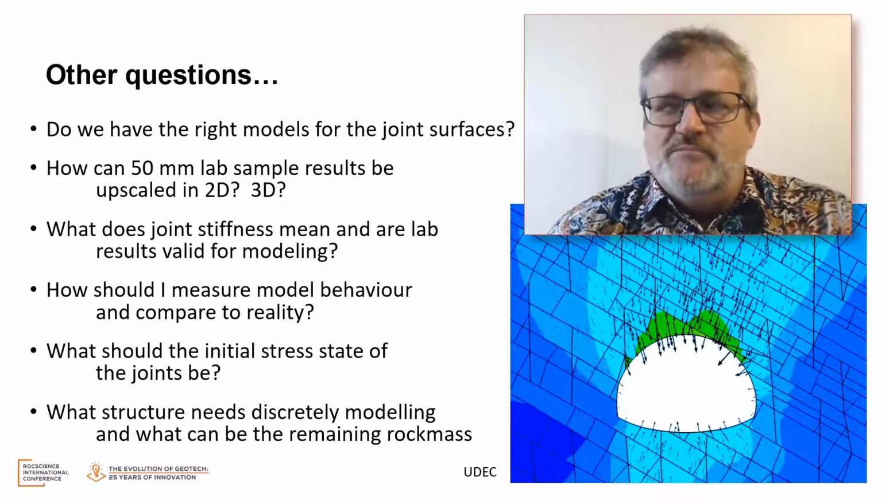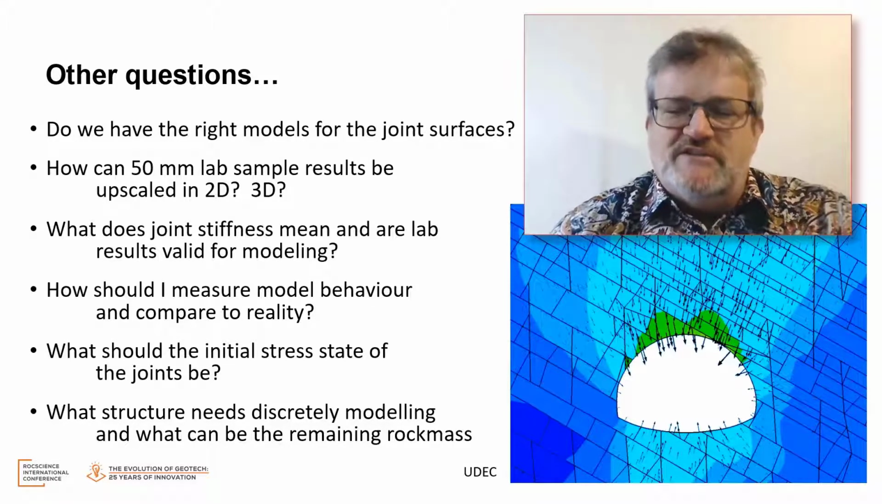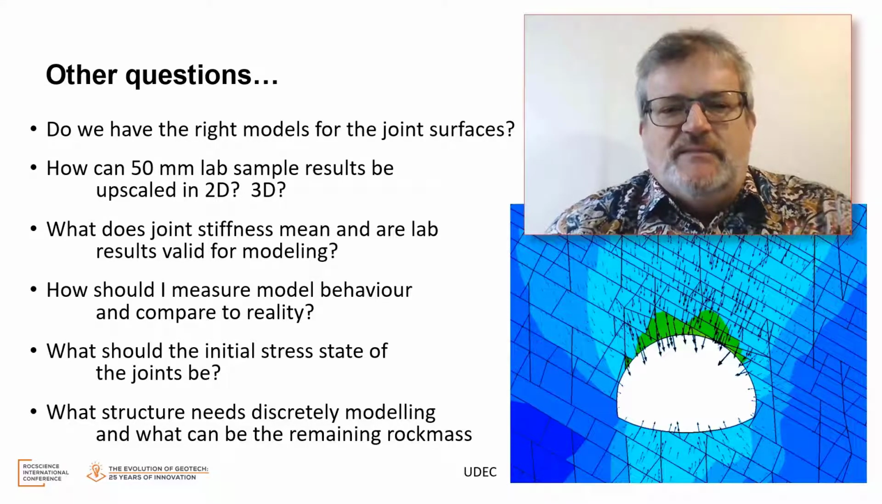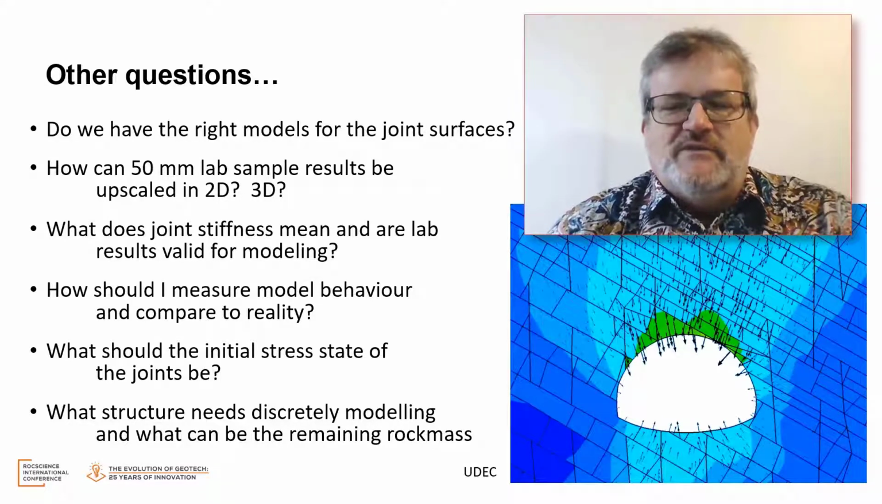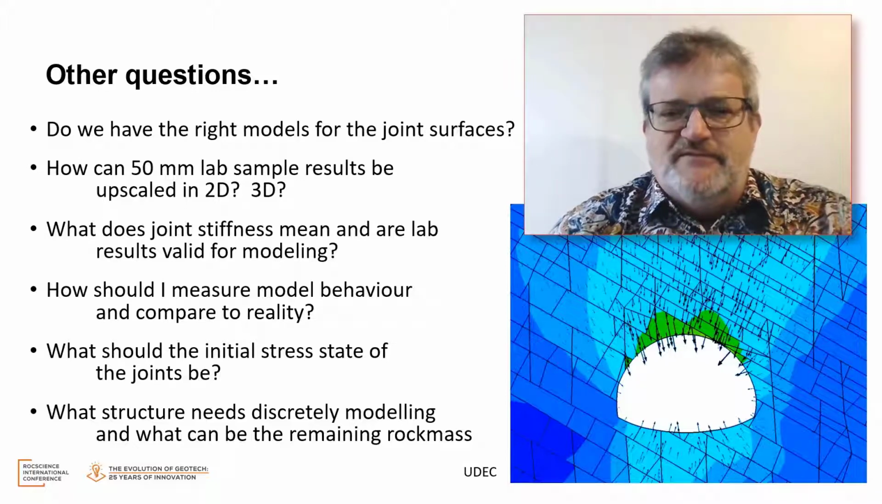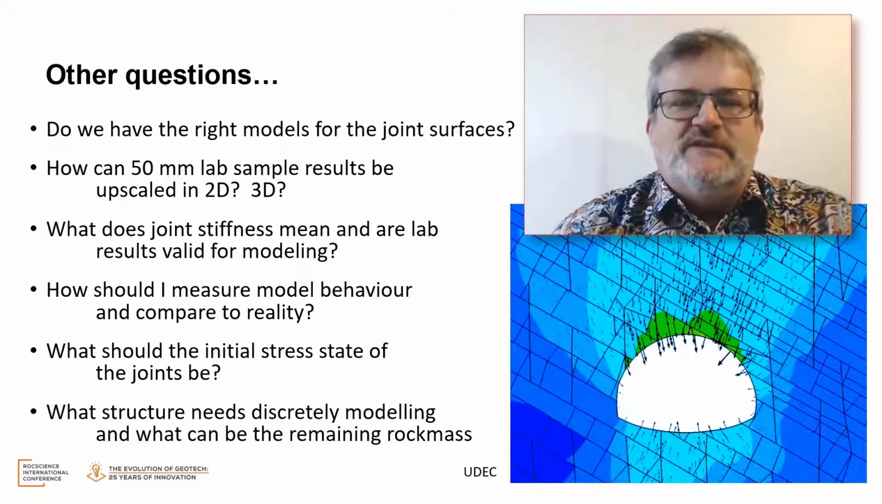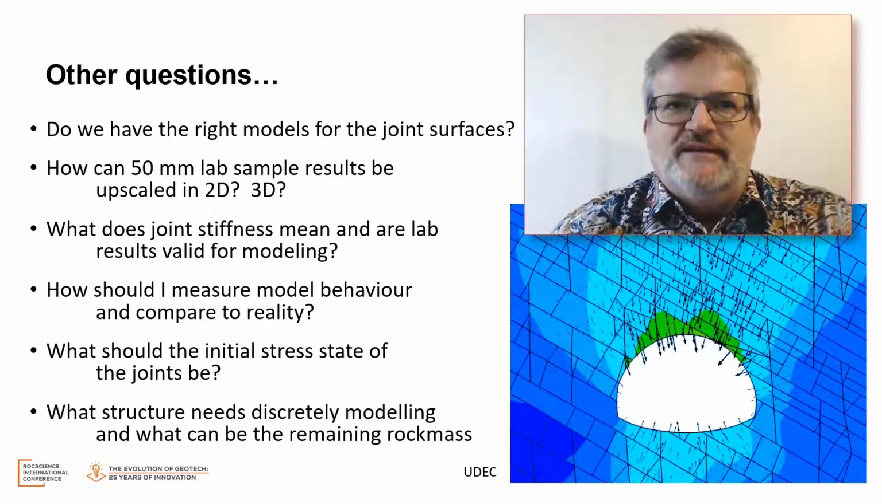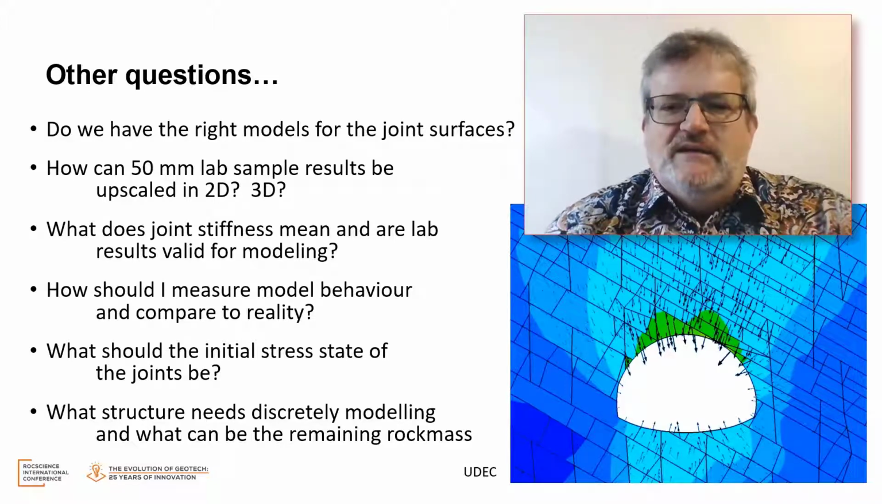Now, a lot of questions, small and large, raise their head when we do discontinuum modeling. So do we have the right models for the joint surfaces? There are very many commercial constitutive models for joints out there. Do we have the right one to best represent what's going on in our particular fresh, rough, altered, slick-and-sided joint surface? How do we take 50 millimeter lab samples and in direct shear and upscale them to 2D and 3D?